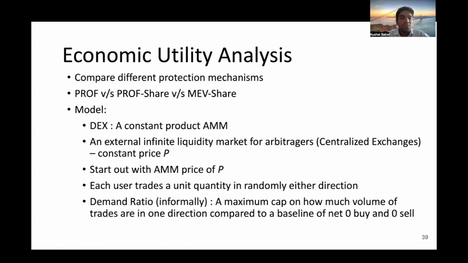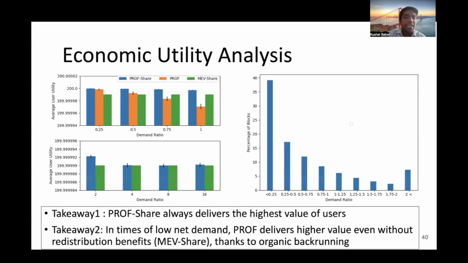And we have this parameter called demand ratio, which is standard in the literature. The idea here is demand ratio is essentially a cap on how much net demand there is relative to the volume. So if there are too many buys or too many sells, then the demand ratio is high. If the trades are balanced of the users, then the demand ratio is approximately equal to 0. And as you would expect, when the demand ratio is close to 0, essentially there's more chances for organic backrunning. Then PROF and PROF share shine compared to MEV share.